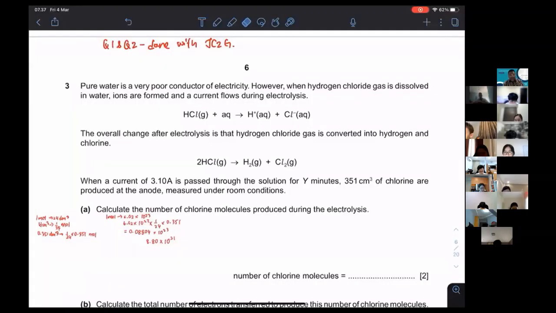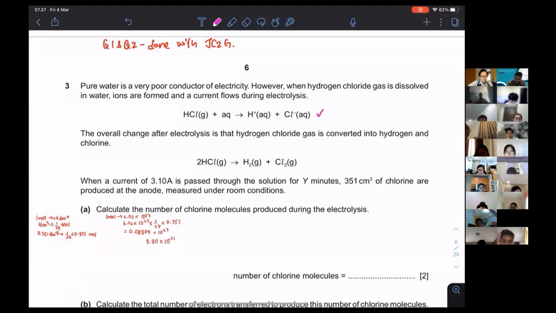Okay, let's start now. Pure water is a very poor conductor of electricity. However, they said hydrogen chloride dissolved in water, ions are formed, and current flows during the electrolysis. The overall change, they have given you this information. But this question, if we have done paper 4.1, is similar to that. In that paper, they ask about hydrogen gas. In this paper, they are asking about chlorine gas.